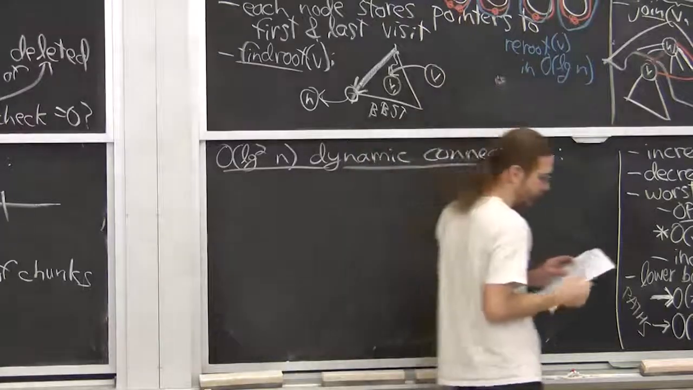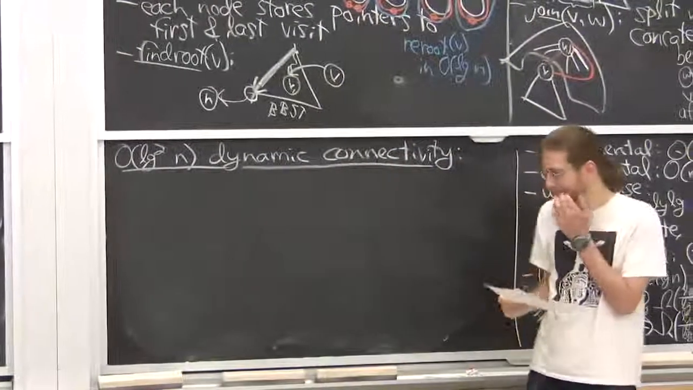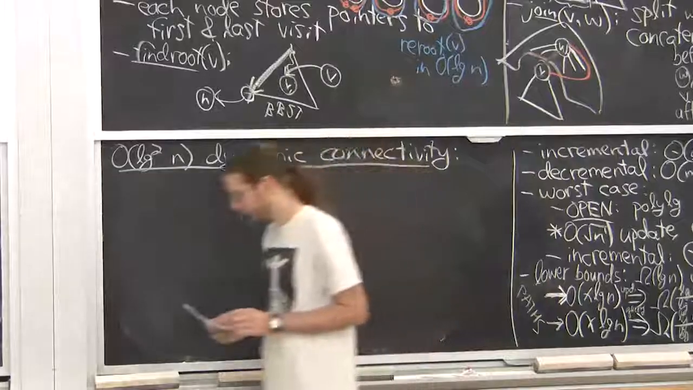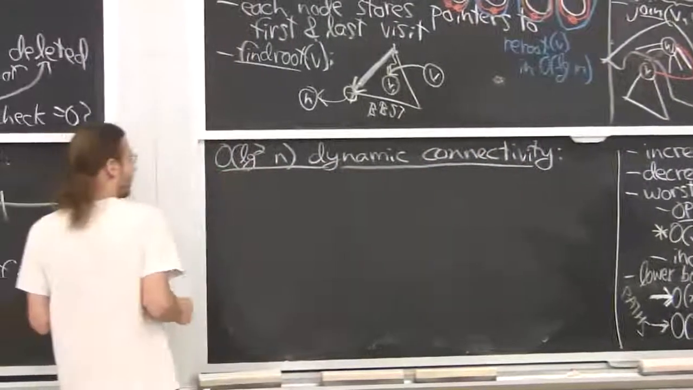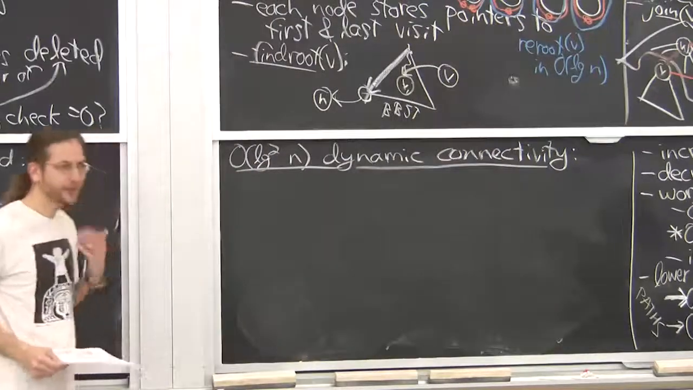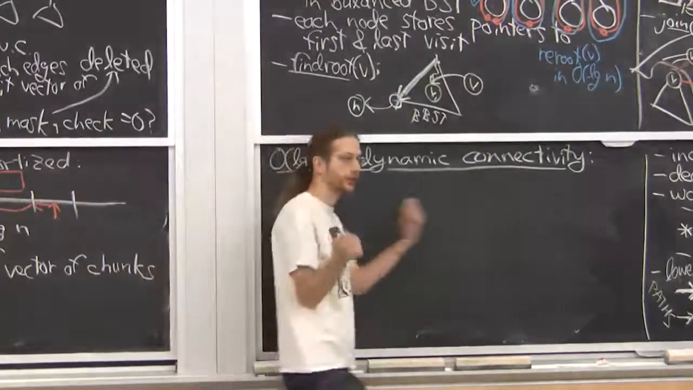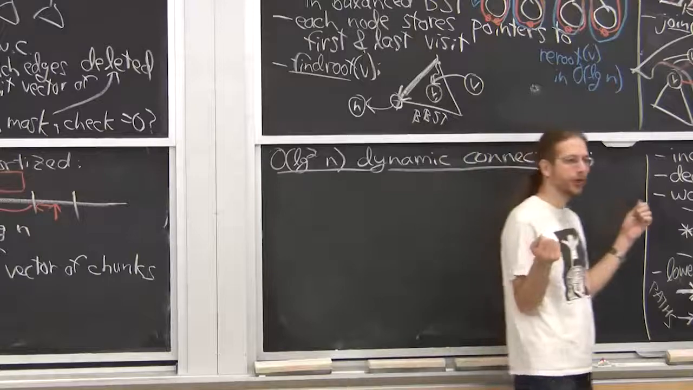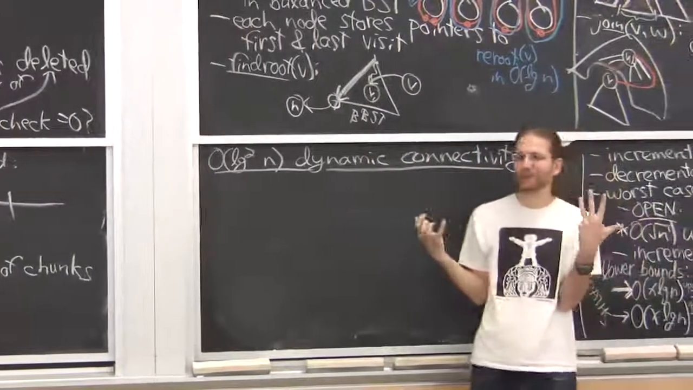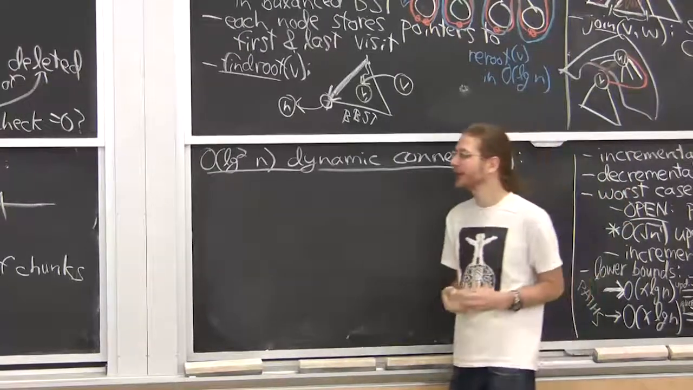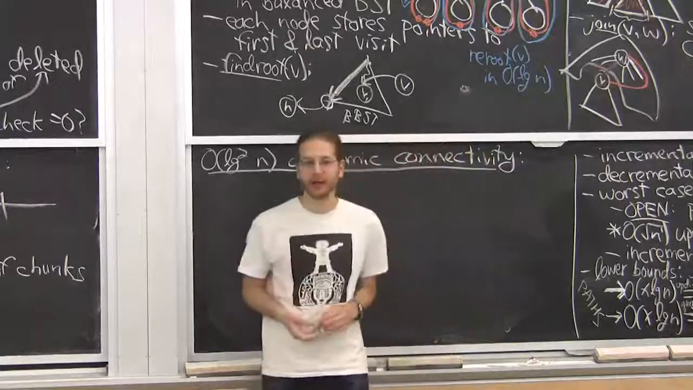This is a result by Holm, de Lichtenberg, and Thorup. 2001 is the journal version. Okay, so we want to solve dynamic connectivity. We want to understand, in general, when 2 vertices are in the same connected component or not. That sounds tricky. We're going to do that in a pretty simple way at a high level.